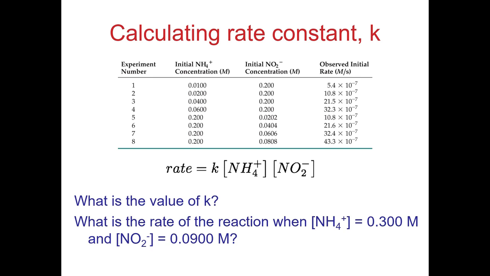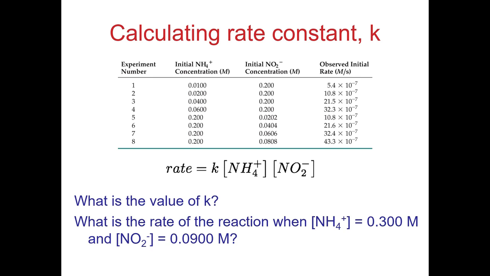Now that we know a rate law, we have our K value, we have our reaction orders, we don't have to perform the experiment anymore because we can just use this expression to calculate what the rate would be. We can fill in any concentrations now of NH4 plus and NO2 minus and calculate the rate. So let's do this in this example. What is the rate of the reaction when NH4 plus is 0.3 molar and NO2 minus is 0.09 molar?